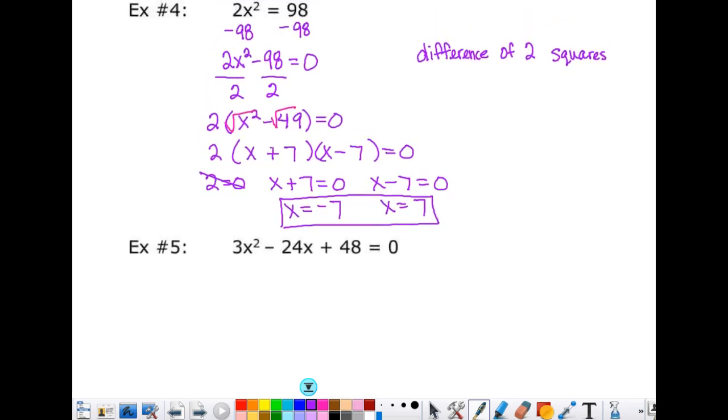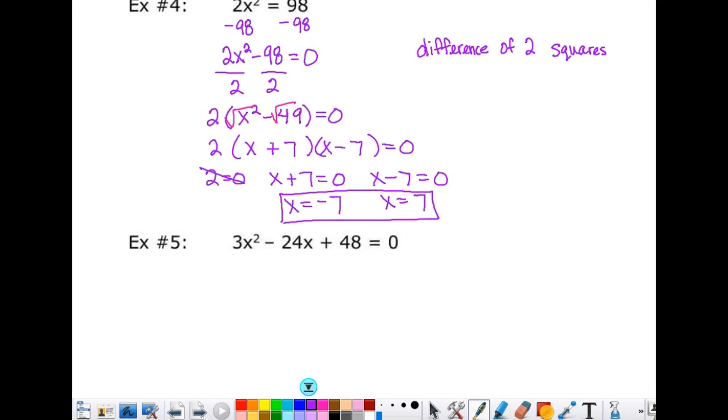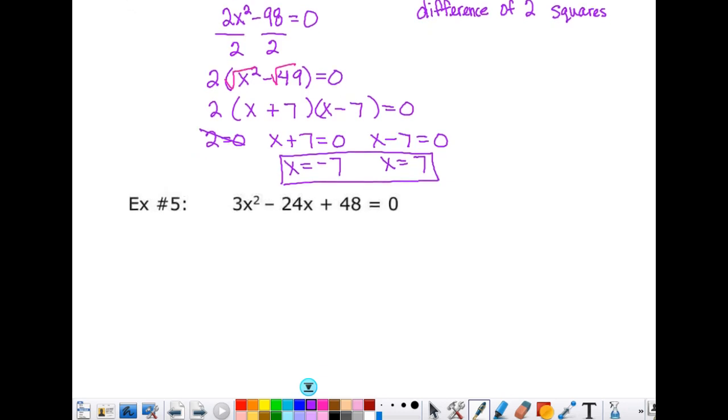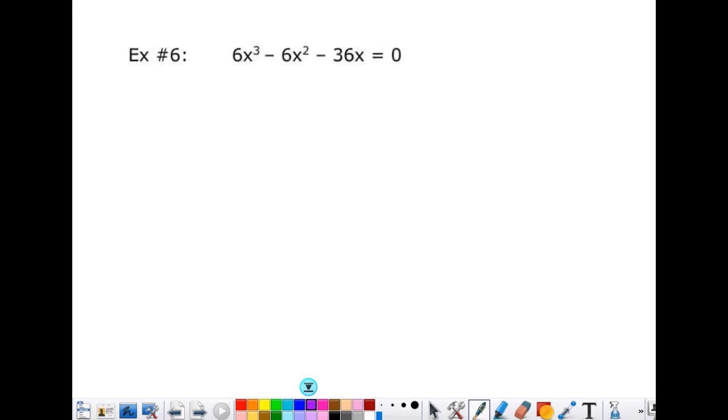So far we've worked all the different types of factoring problems. We worked the ones where the a is 1. We started them where we did that one with grouping, and now we've done one with a difference of 2 squares. We're going to skip number 5. We're going to go to number 6. Okay? It is set to 0. That's a good thing.